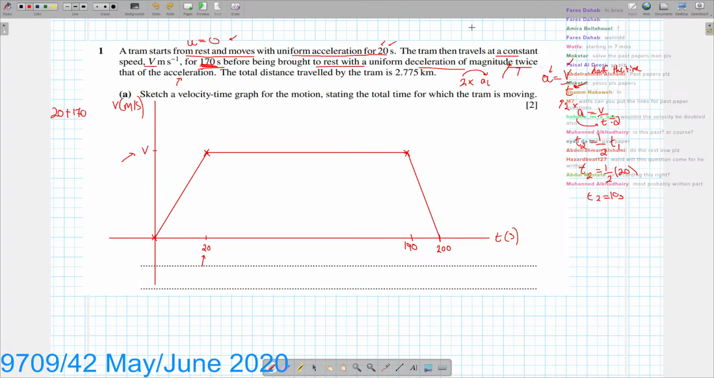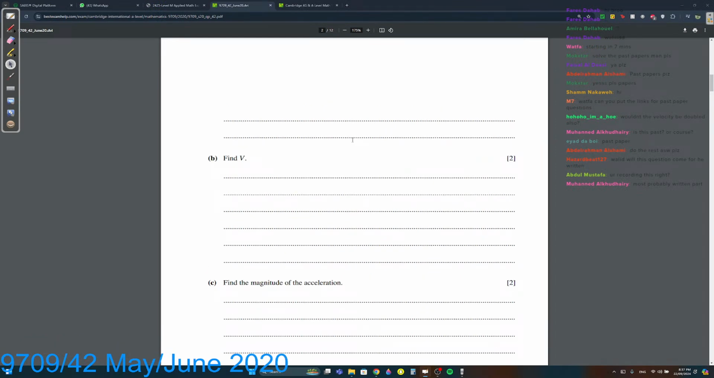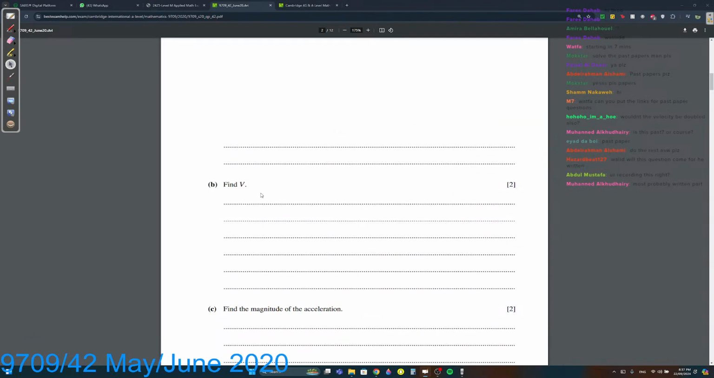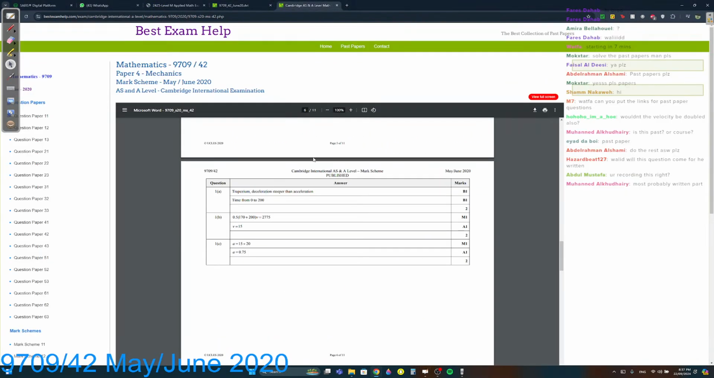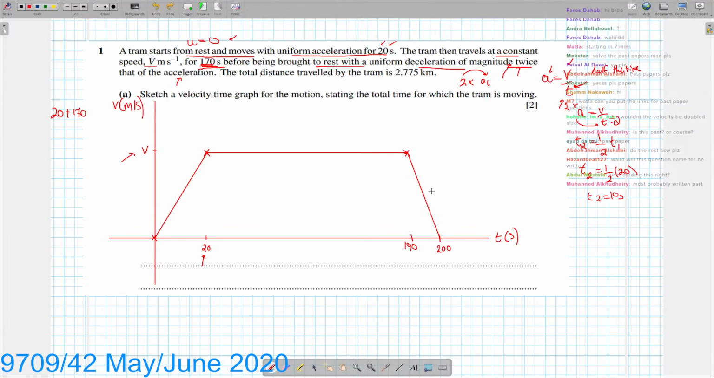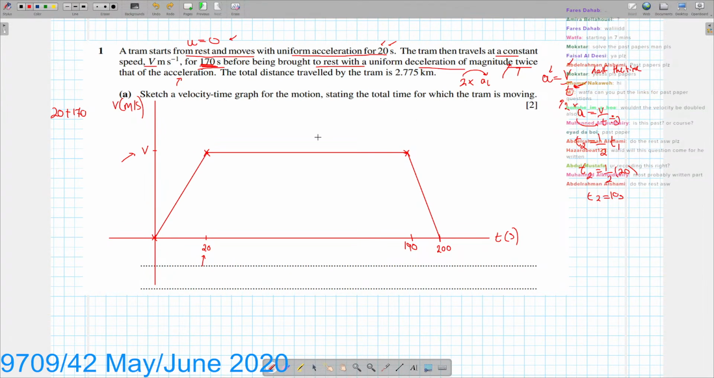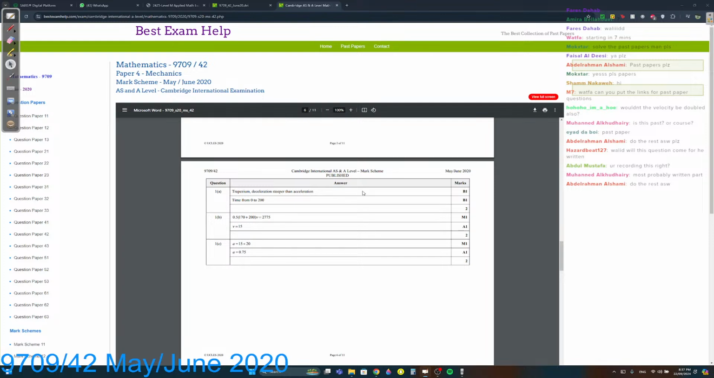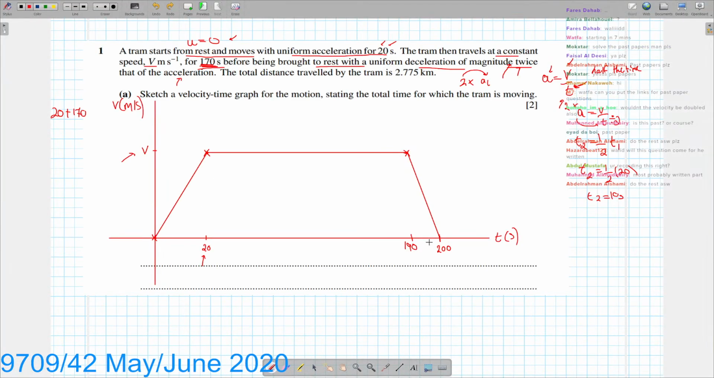Okay, this is part A. Now part B. So there's 2 marks here. The marking scheme says that it should be a trapezoid with the deceleration steeper than the acceleration. If you see here, our deceleration is steeper than our acceleration, right? And it's also a trapezoid. Also, the time is from 0 to 200, like we have here, from 0 until 200.